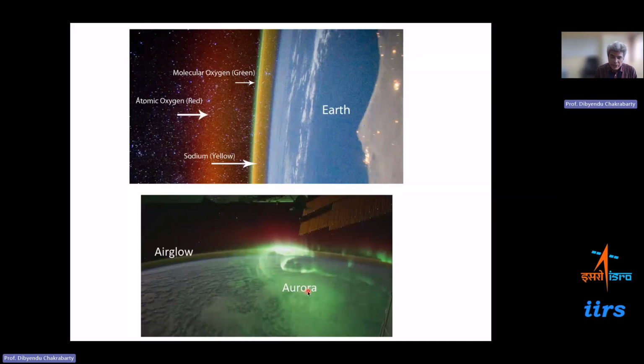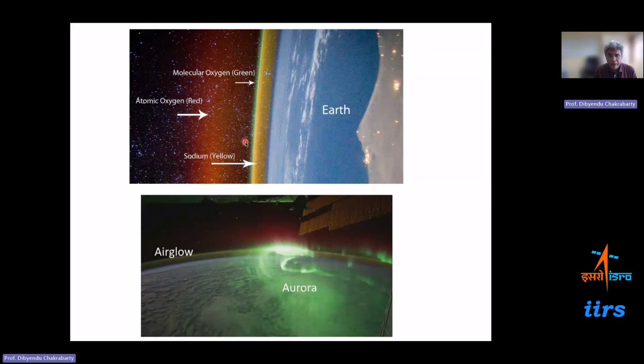Now, in addition to this aurora, there is something called airglow emission, which is there throughout the globe. It is because solar radiation can always excite the atoms and molecules in the atmosphere. When they de-excite, they give up emissions at different heights, and from different species, giving different colored emission.